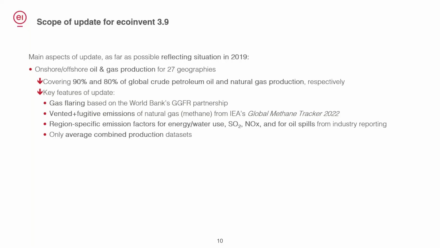And all country-specific extraction data sets in 3.9 have now been created with a common approach, relying extensively on data sources of a global scope to ensure a high degree of consistency between geographies throughout the whole database. And the production of crude oil and natural gas is modeled as an average combined production data set, as Niels also indicated before. So this only distinguishes between offshore and onshore operations for each country covered. So this means that neither associated versus non-associated gas production, nor conventional versus unconventional oil or gas extraction is considered separately.